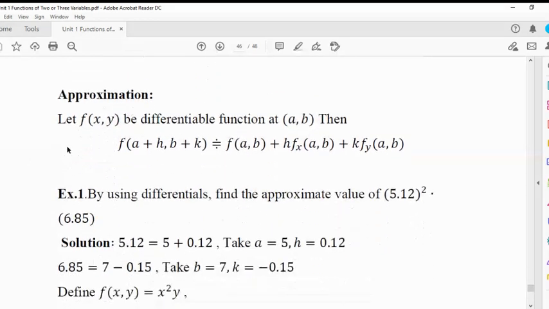Now this is an approximation: let f of x y be a differentiable function at (a, b), then the approximate value f of a plus h, b plus k is approximately equal to f of a b plus h into f x at a b plus k into f y at a b. Let us look at examples of this.